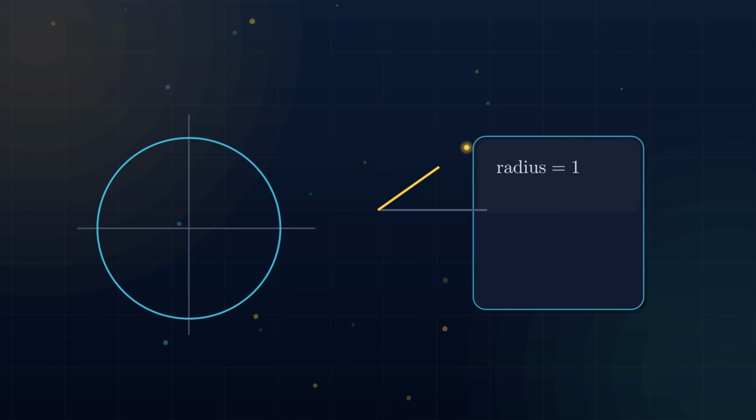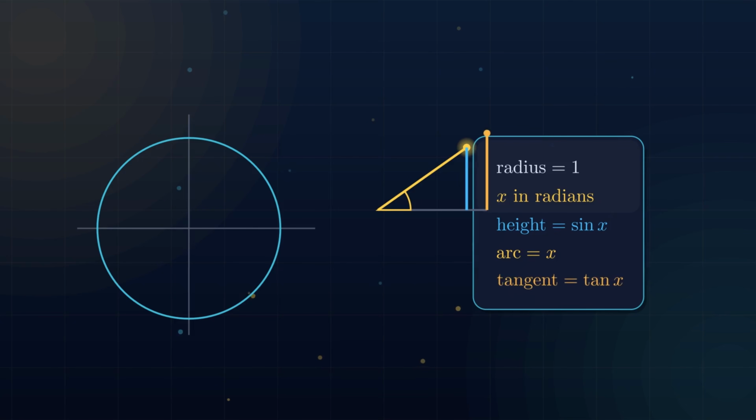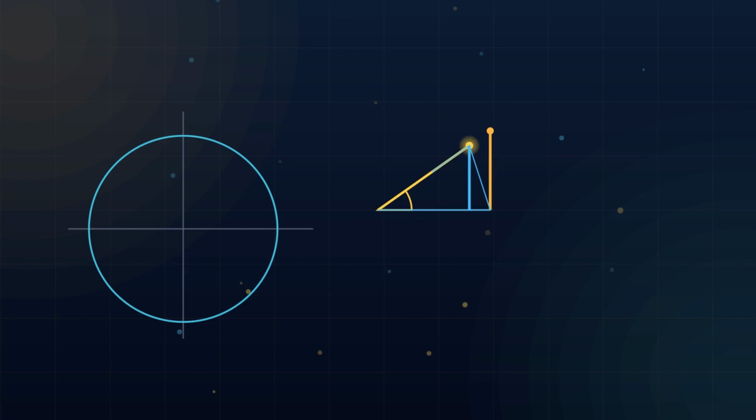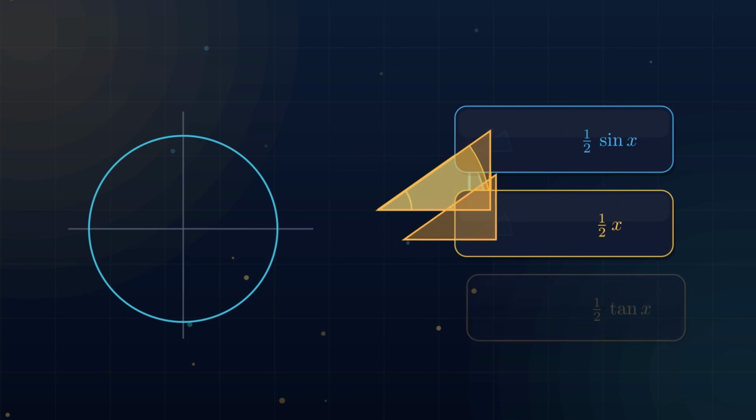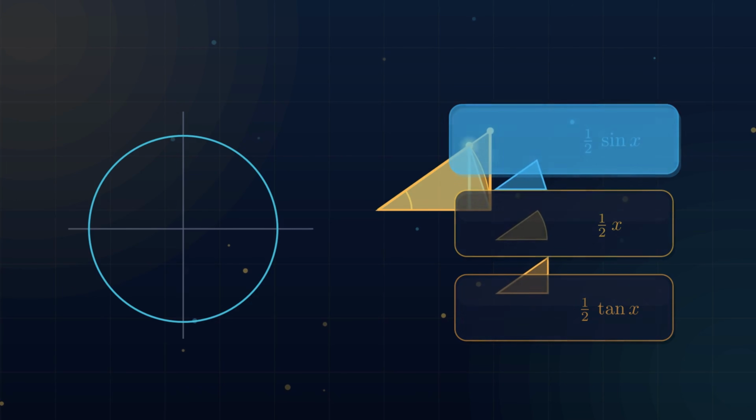Draw a circle of radius 1. Mark an angle x, measured in radians, and keep it between 0 and 90 degrees for now. Now look at 3 regions that all share the same corner. The small triangle has area 1/2 sine x. The pie slice has area 1/2 x. The big triangle has area 1/2 tangent x.